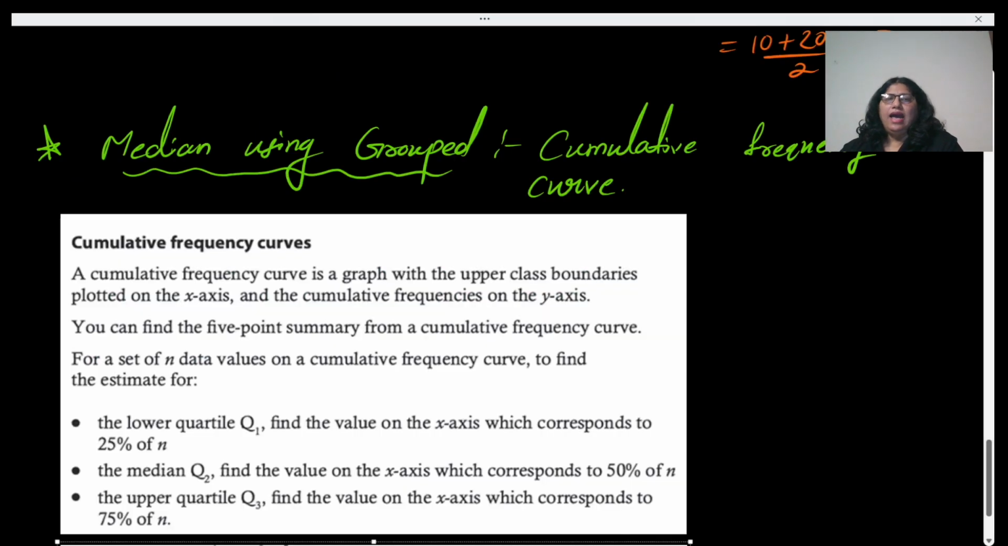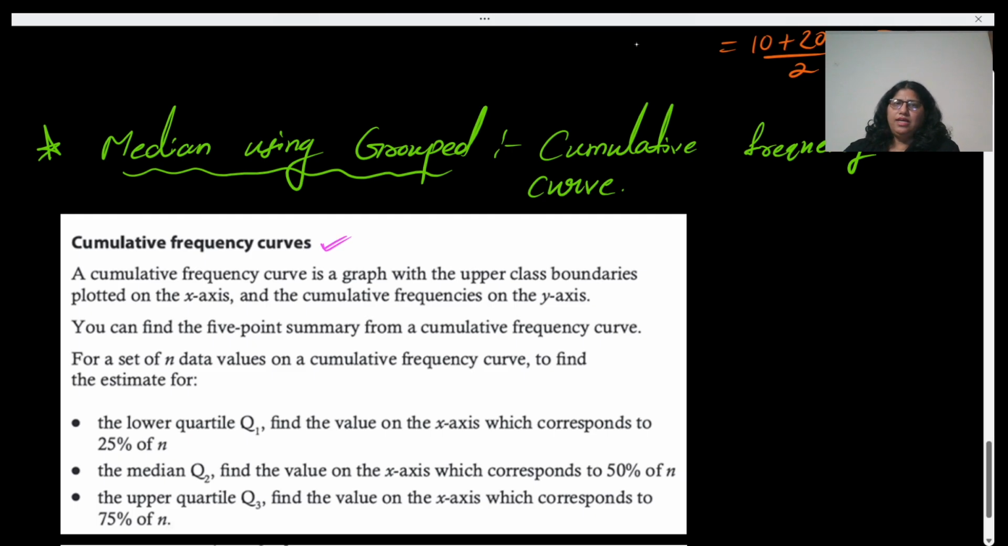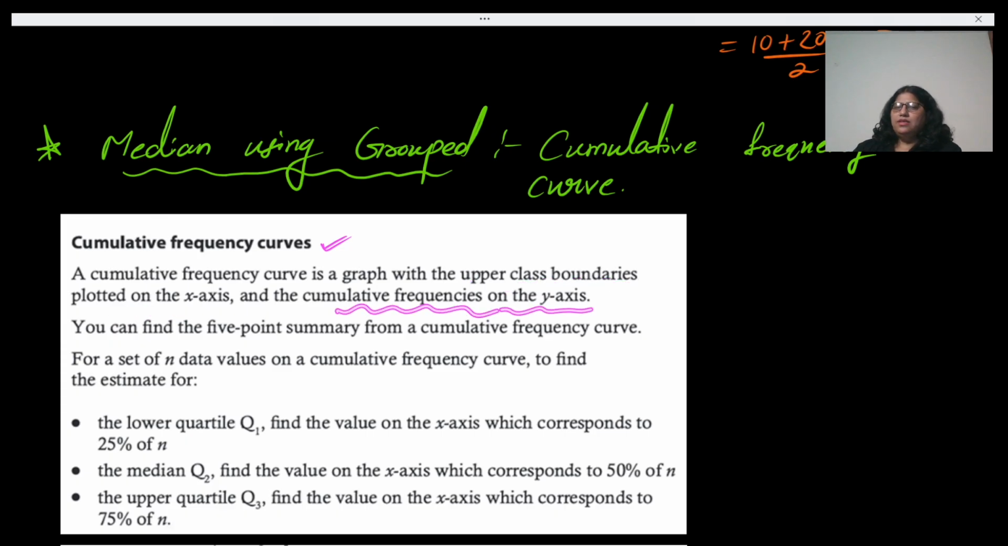Now, if you want to calculate the median for ungrouped data, you made the box and whisker plot where you calculated the lower quartile, upper quartile, and the median, which is Q2. The same thing here, you will do using a cumulative frequency curve. A cumulative frequency curve is a graph with the upper class boundaries plotted on the x-axis and cumulative frequency on the y-axis. How do we use it?